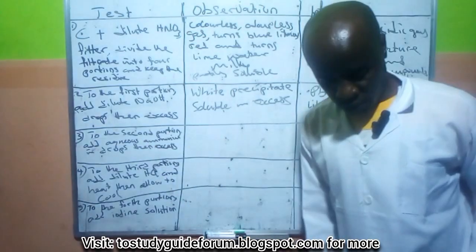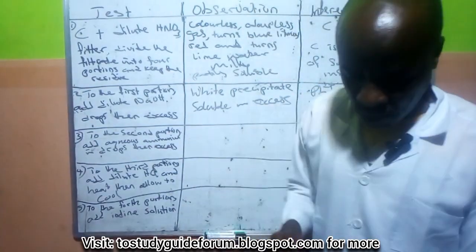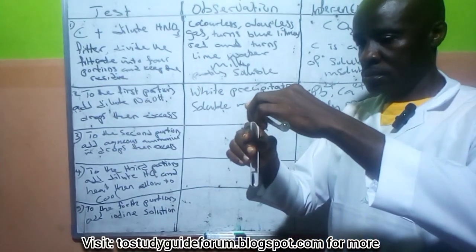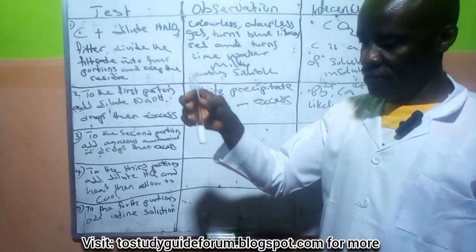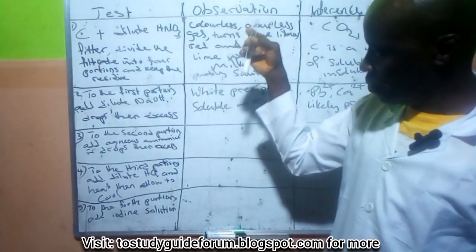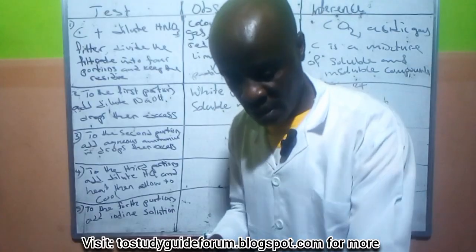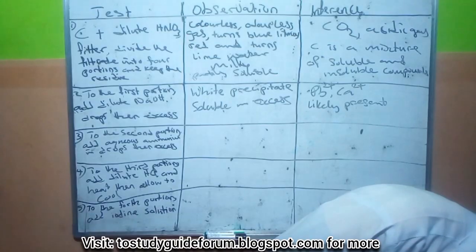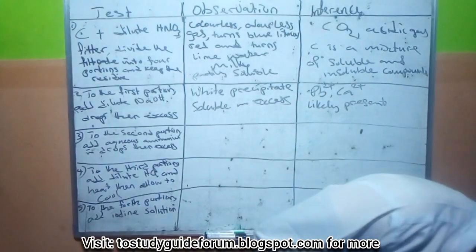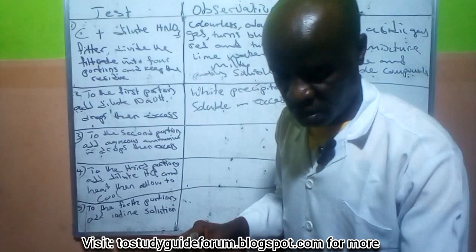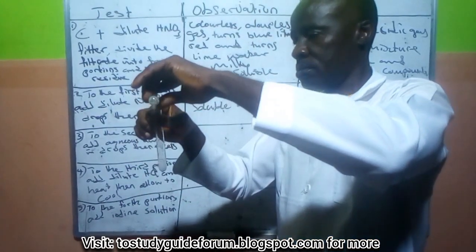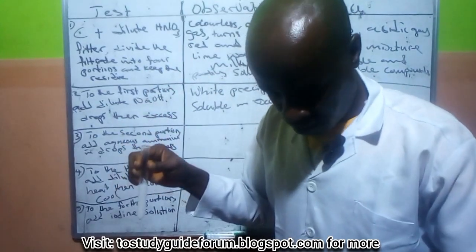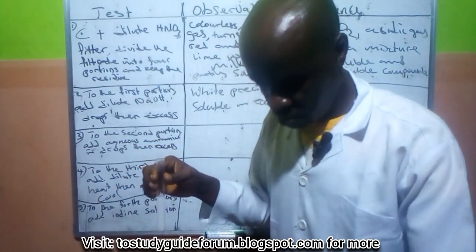Now the next one, the second portion, add aqueous ammonia. So we add, we have a precipitate, a white precipitate too, with aqueous ammonia. Then in excess, let's try the excess one. We add in excess now. It's still insoluble.